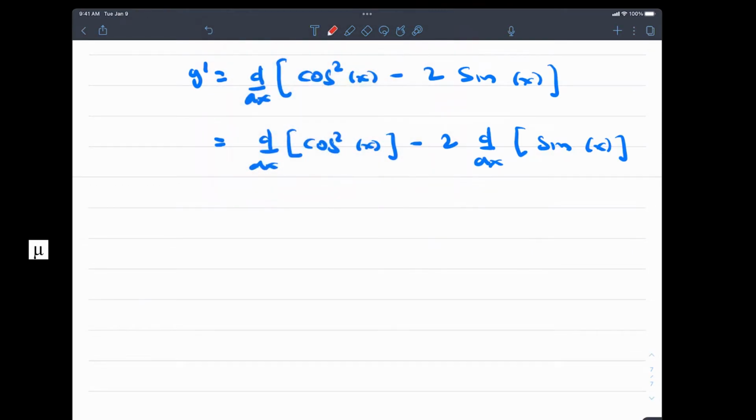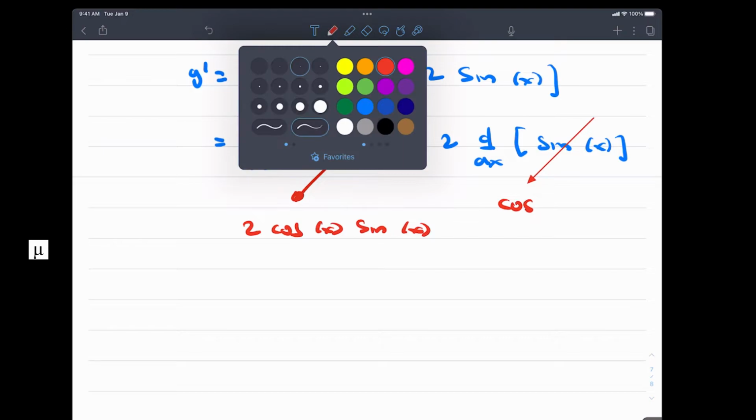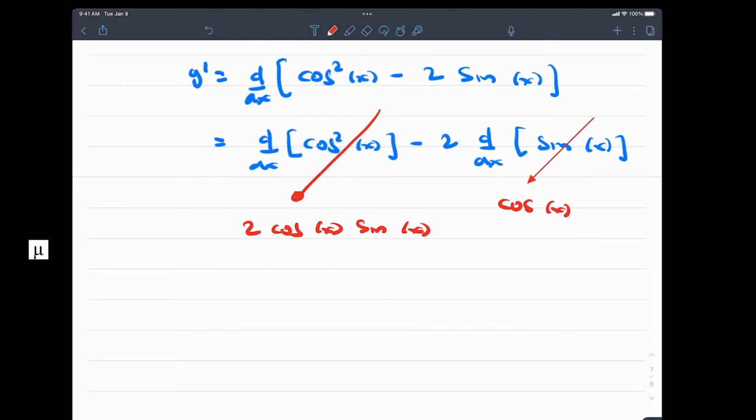You know what this derivative is going to be? What's this derivative? 2 cosine x sine x. What's the derivative of sine? Cosine. Okay? So y prime will be 2 cosine x sine x minus 2 cosine x.